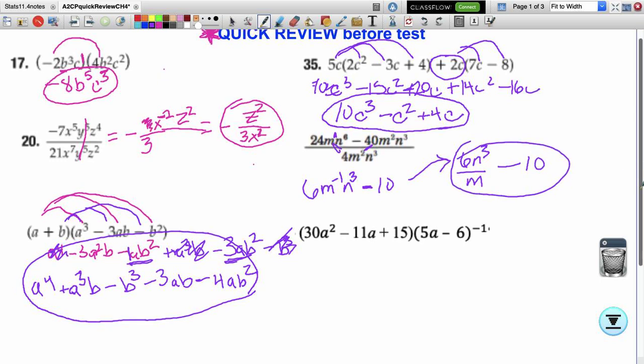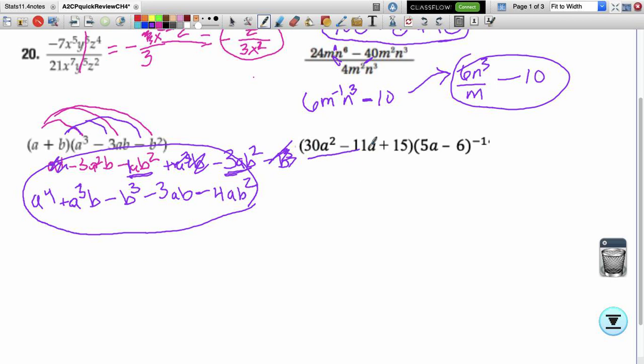Now I can't do that same thing here, even though this problem could be rewritten as over 5a minus 6. Okay, that's all that negative 1 means, is put that in the denominator. This is a poly divided by a poly. I could choose to do synthetic division or long division. If you have a coefficient here that isn't 1, you should definitely do long division. So I'm going to set that up and we can review that quickly.